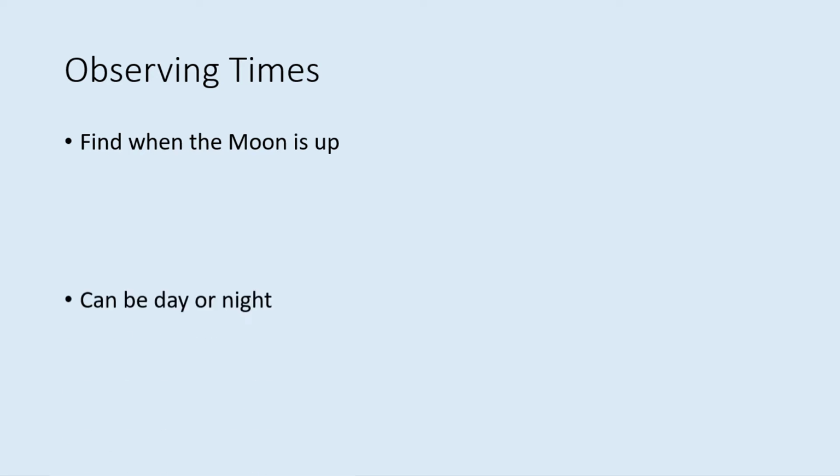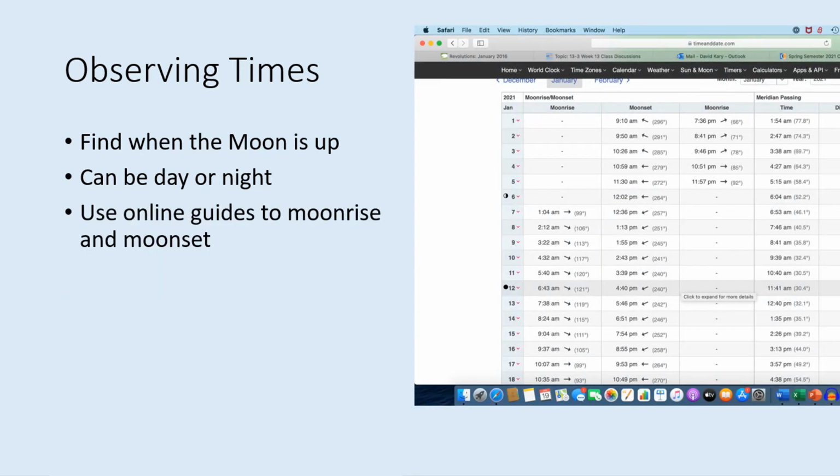The first step in observing the moon is finding out when it will be in the sky. The time the moon rises and sets changes each day. It can be up in either day or night. Most of the time, it's up for part of both. So the first step is to find out when the moon will be up. A simple online search for moonrise and moonset times will tell you when you should be looking.